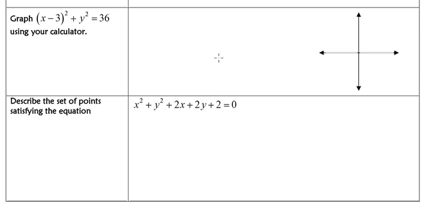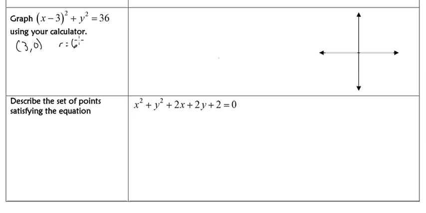All right, graph (x − 3)² + y² = 36 using your calculator. Hopefully we can see that even without a calculator, our center is going to be at (3, 0), and our radius is going to be 6.